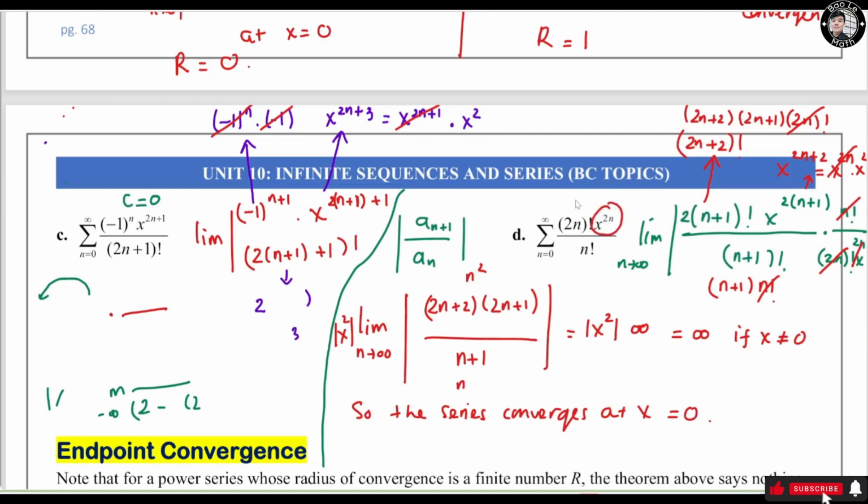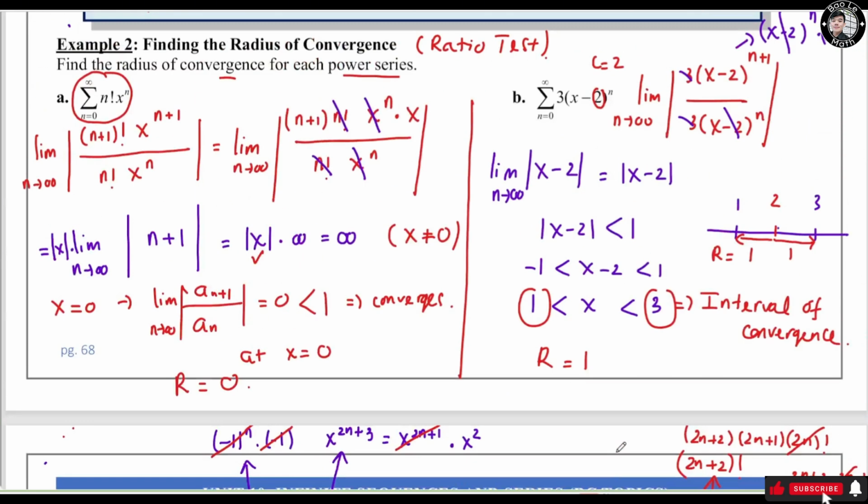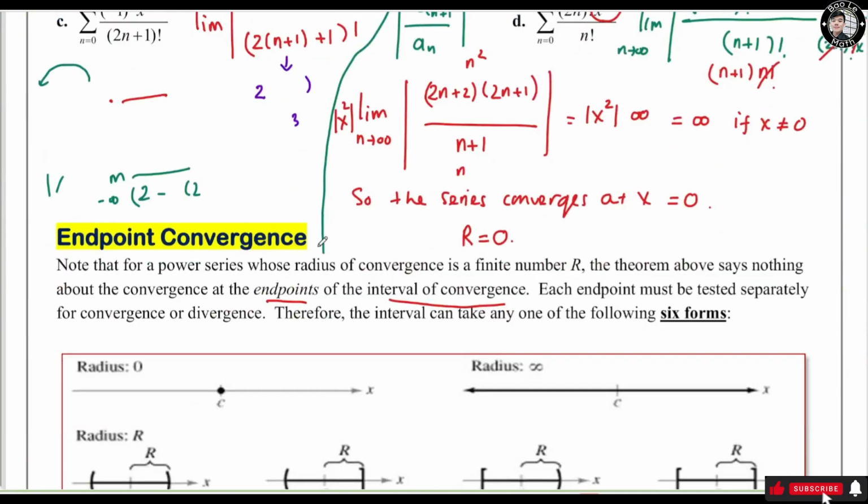Because you can rewrite this one as s minus 0 raised to the 2n. Then by the theorem above, the radius of convergence is 0. Now, when you find the interval of convergence, you must check the endpoints. So previously, we didn't check the endpoints until we learned this one right here.